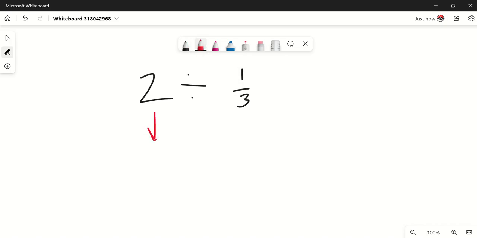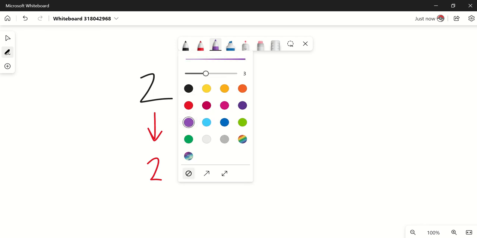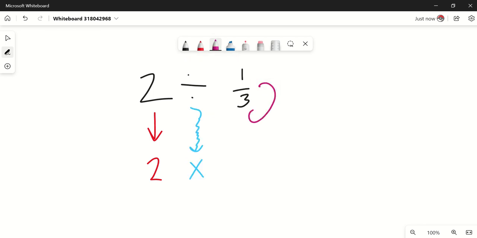First number comes down. It'll still remain 2. I'm going to use different colors. The division symbol gets changed to multiplication, and we flip, or take the reciprocal of, our divisor. This will be 3 over 1. And instead of putting it over 1, I'm just going to make it 3 because this will make it easier. 2 times 3 equals 6. So my answer to 2 divided by 1/3 is 6.